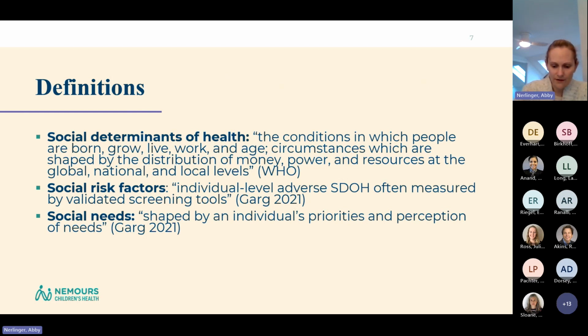Social needs, on the other hand, are much more family centered. So it's what the family feels we need to intervene on to improve their health. And this differentiation is important because it's the difference between risk factors, which is a positive screen on a screening tool, versus social need, which is whether or not the family feels they need assistance for that positive screen.